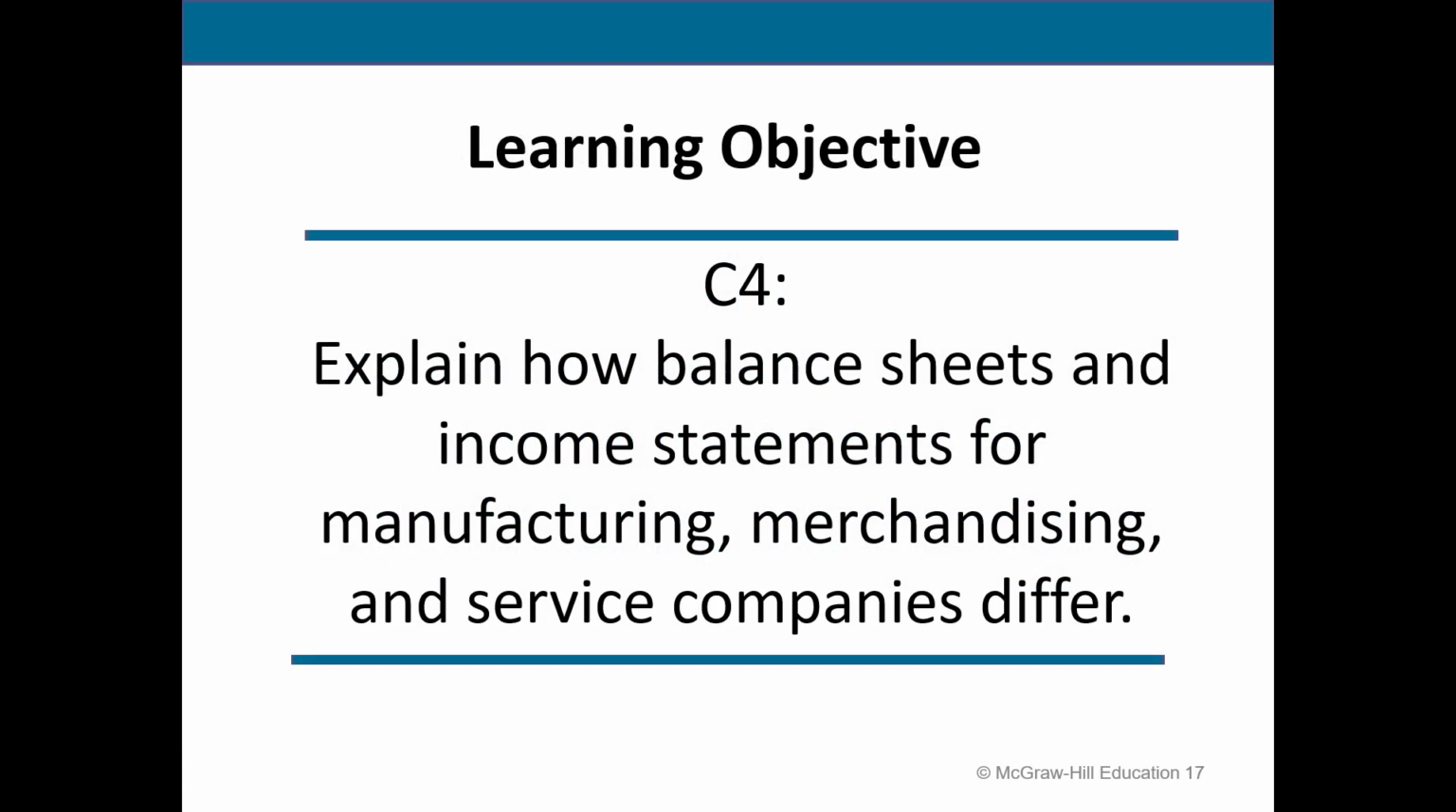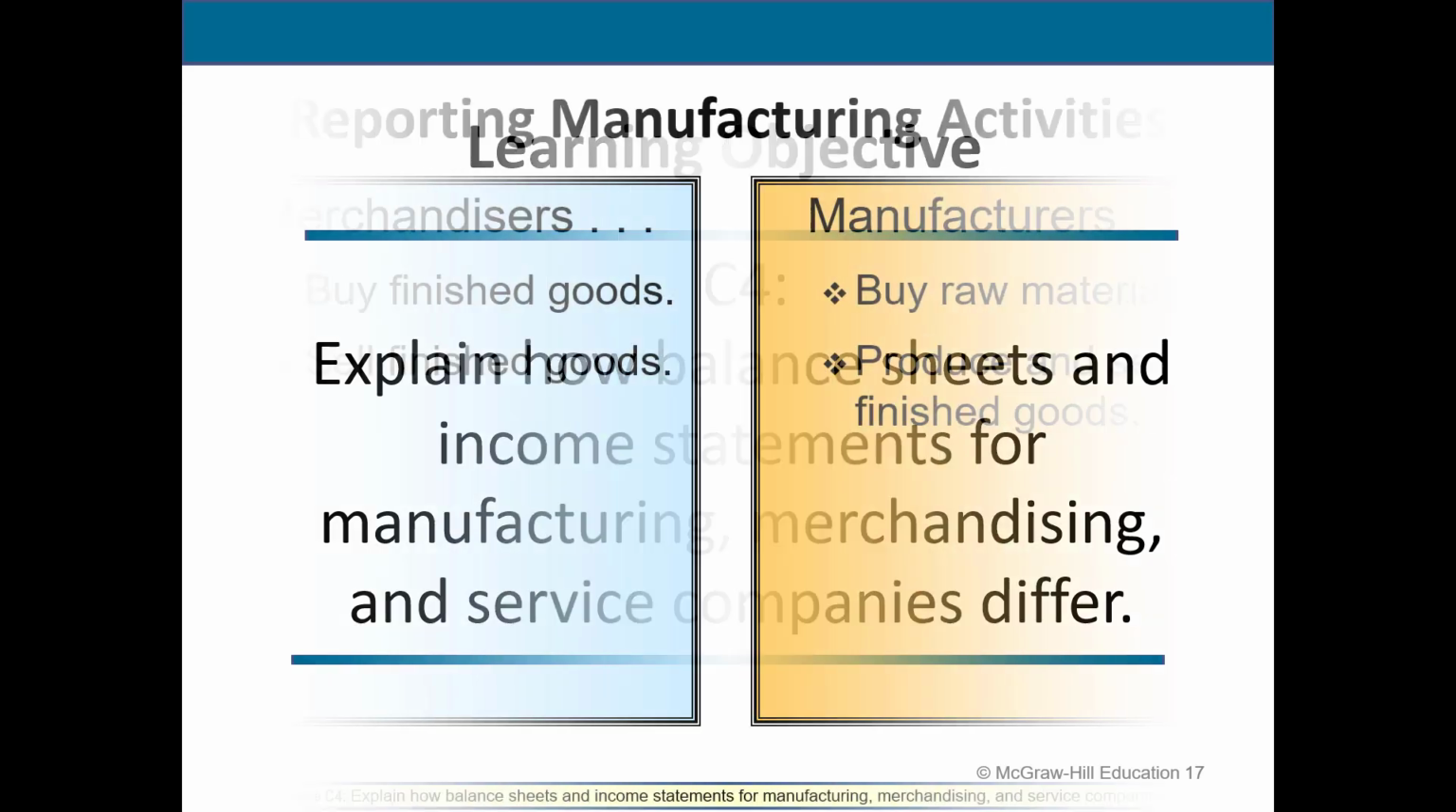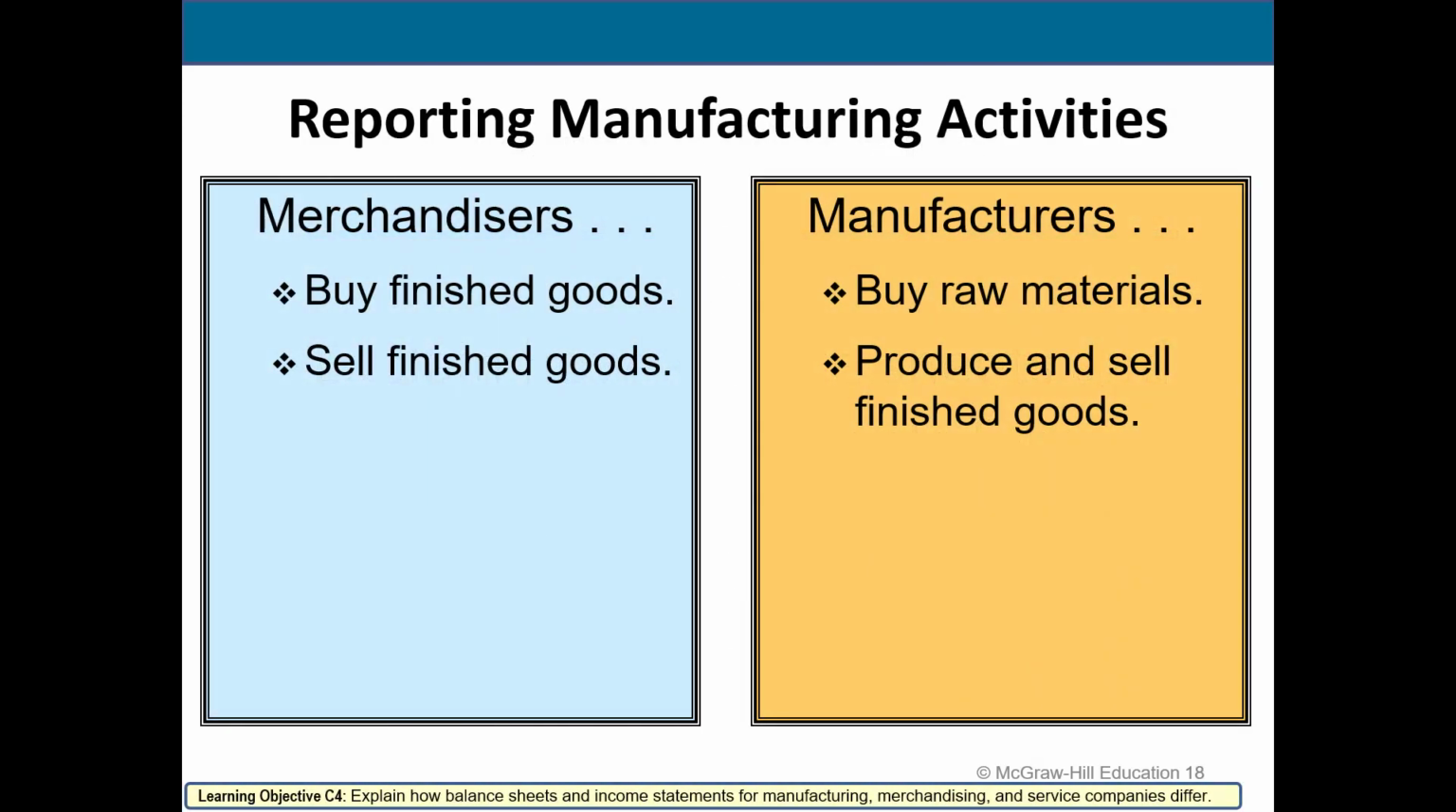So now we're going to look at the balance sheets and income statements and compare a merchandiser from a manufacturer. A merchandiser, which you learned about in Accounting 201, buys finished goods and sells finished goods. But a manufacturer buys raw materials and then converts them, produces them into a finished product, and then sells a finished good.